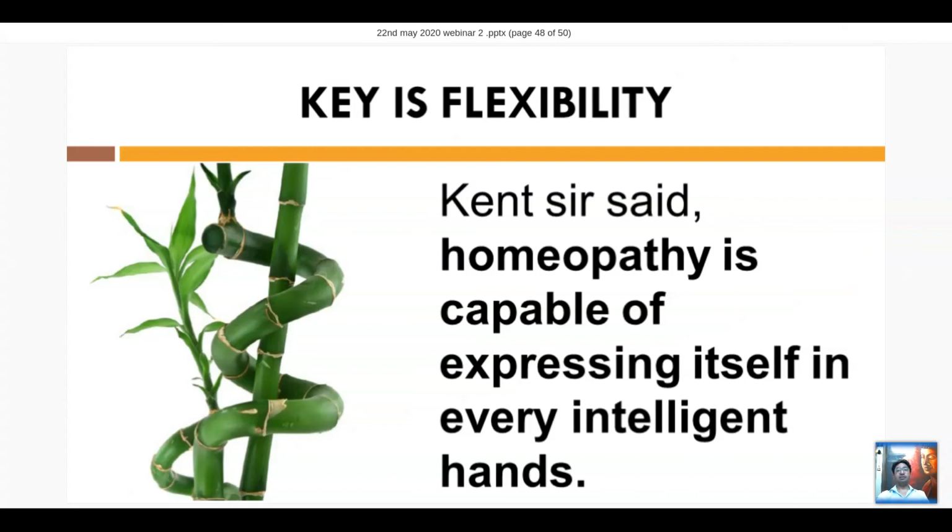And Kent says homeopathy is capable of expressing itself in every intelligent hand. So, here I end our discussion.